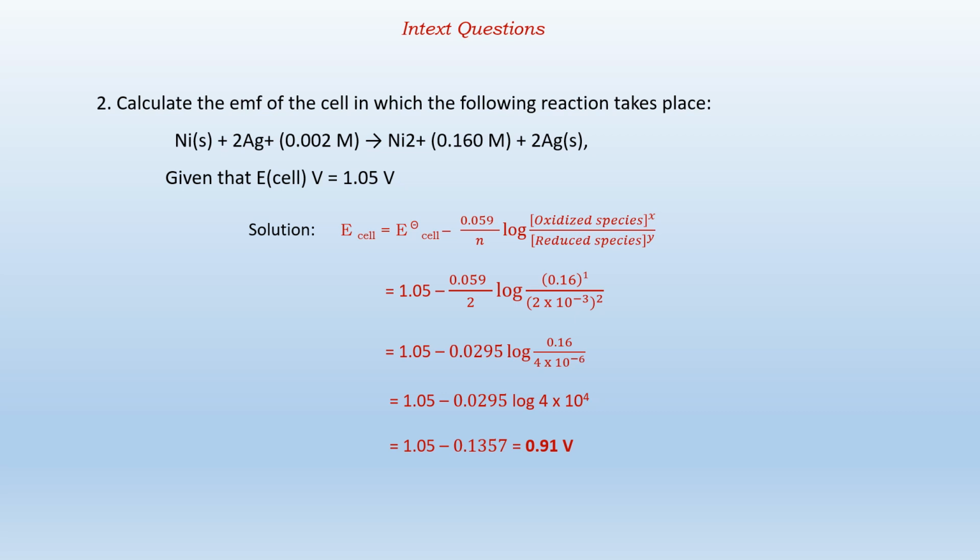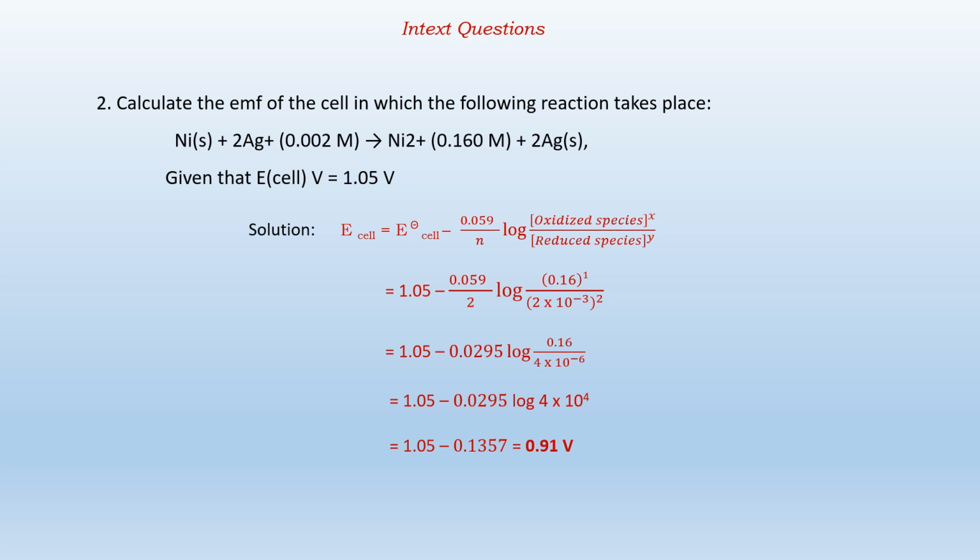In the logarithmic part, the oxidized metal ion concentration here is nickel, which they have given in the bracket as 0.16, whereas the reduced metal ion concentration is silver, 0.002 molar, and its stoichiometric proportion is 2. That is why in the bracket I have written the power 2. Then substituting the values, you will get 0.91 volts. Here I will ask the same question. Why was the potential decreased to 0.91 from 1.05? See, any idea?